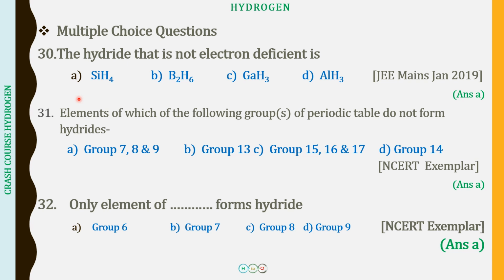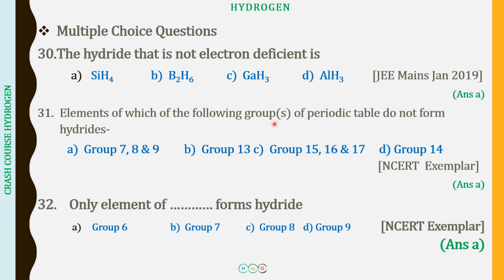And what is left behind is electron rich hydrides. For example, we have ammonia, we have water, we have HF. So all group 15, 16 and 17 element hydrides are called electron rich hydrides because in them the central atom will have lone pairs of electrons. Okay, so this is what you have to remember over here. So the hydride which is not going to be electron deficient, this is going to be the A choice. This was asked in the JEE Mains January 2019 examination.